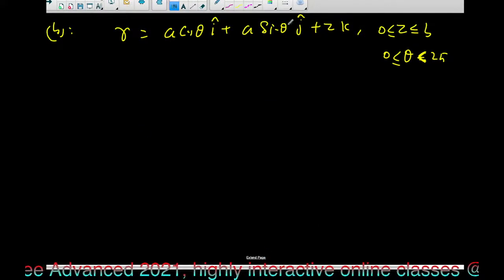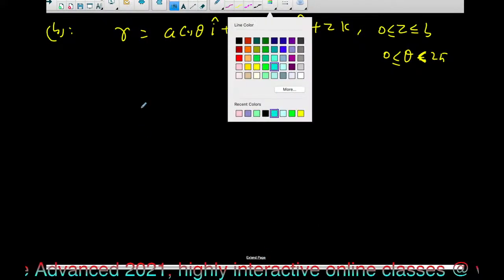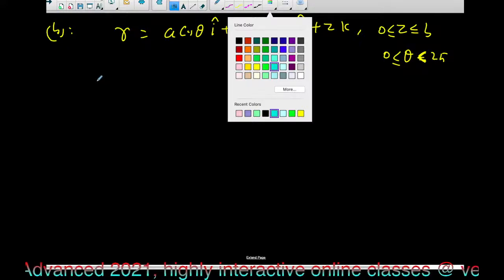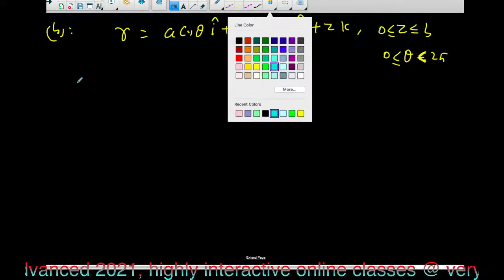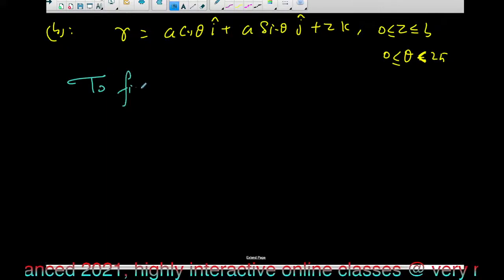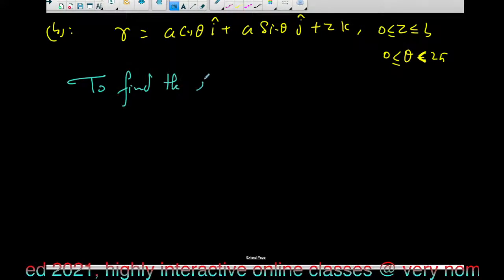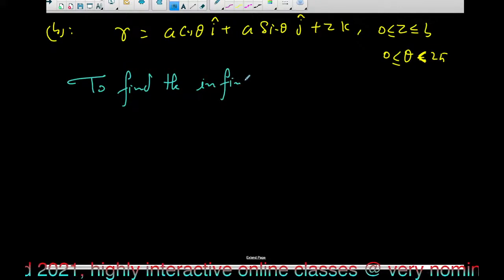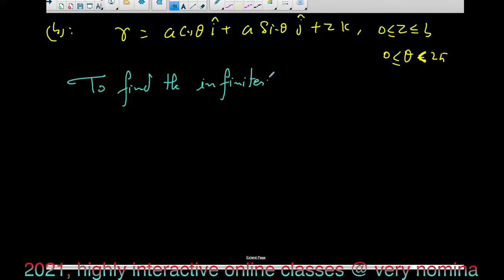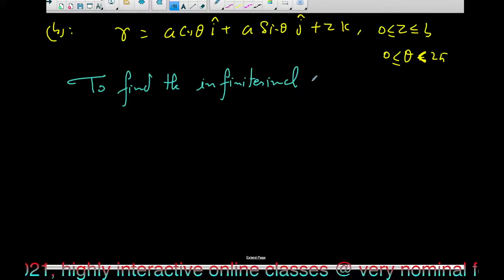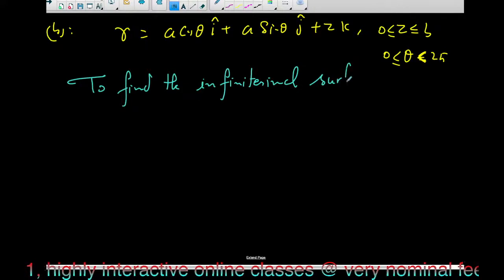To find the infinitesimal surface element, so what do you say here to find this surface element, let's see.